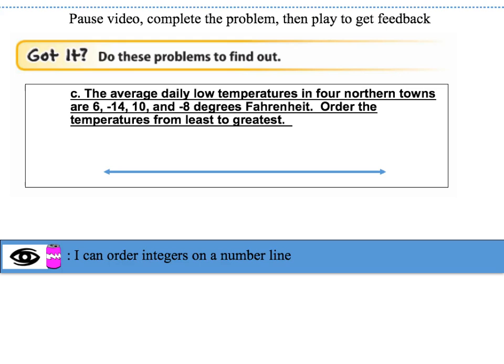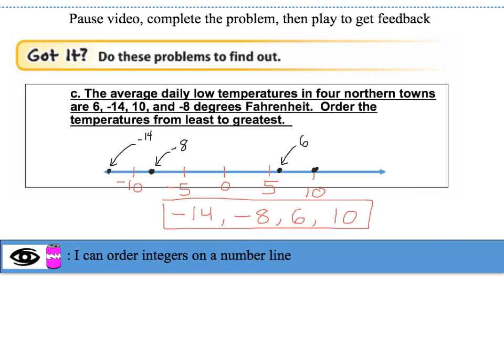So let's pause the video, complete the got it problems, and then play it back for some feedback. Here's what the number line looks like after we've graphed the integers. We know that anything to the left is going to be the smallest number, and anything to the right of the number line is the largest number. So the smallest number would be negative 14, followed by negative 8, followed by positive 6, and the greatest number would be positive 10. So that should have been the correct answer.